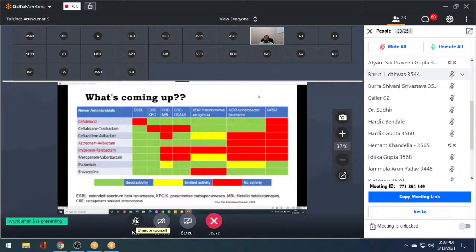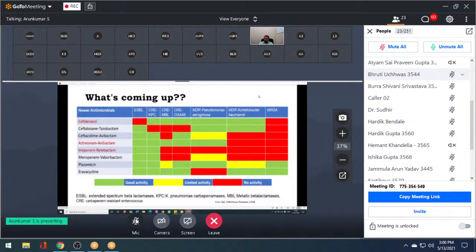However, with the extensive use of antibiotics, the resistance has gone up. The microorganisms tend to evade the antibiotics by producing beta-lactamases. We have extended spectrum beta-lactamases now. We have carbapenemases now. We have the metallo-beta-lactamase, including the Delhi one. You have carbapenem-resistant enterococci right now. All these require newer antibiotics to be used.